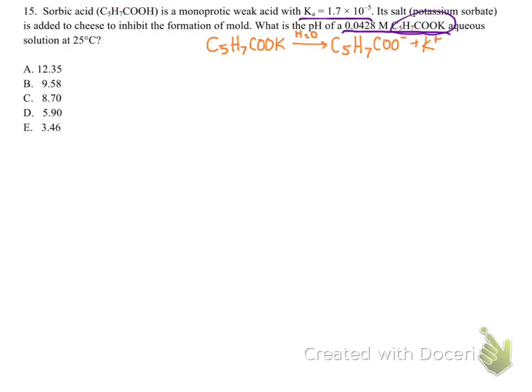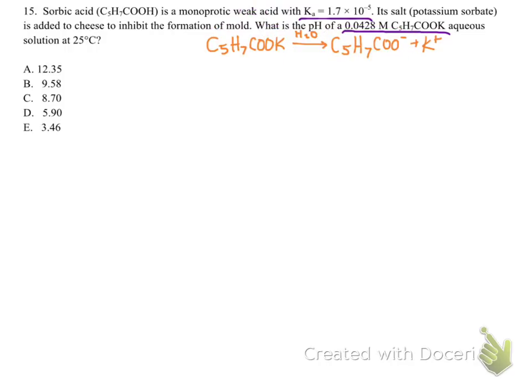Let's clean up this canvas a little bit. We have here what this salt will do in an aqueous solution. Any salt with a group 1 metal cation will dissociate completely into its anion and its metal cation. So, it turns out that this is actually just the conjugate base in disguise! That was me trying to draw a disguise. Okay, back to the problem.